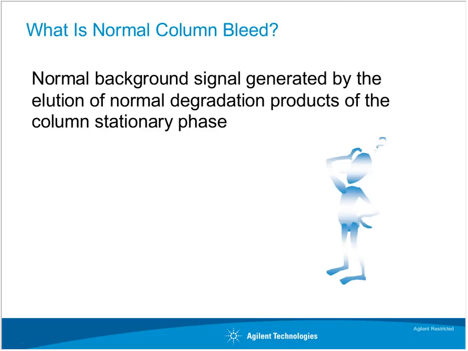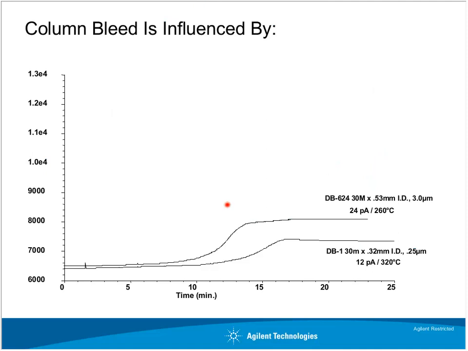So when we're conditioning and we're going to be using our column, what does normal column bleed look like? It's generated by the continual elution of normal degradation products of the column stationary phase. So this is what your typical column bleed will look like. It'll be a little higher for more polar columns, lower for less polar columns. Also relates to stationary phase film thickness. But as you program it, when it gets to about 20 to 30 degrees below the upper temperature limit of the column, that's when you should start to see the baseline rise. Once it gets up to the top temperature, it should be flat.